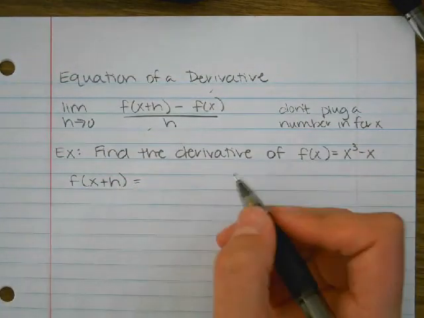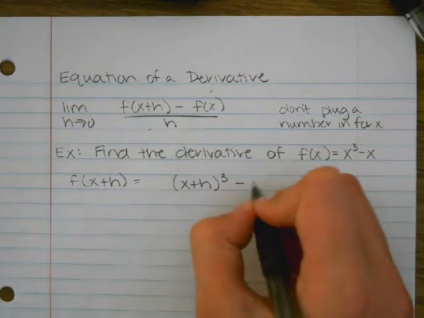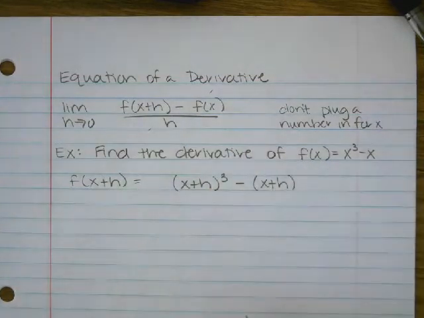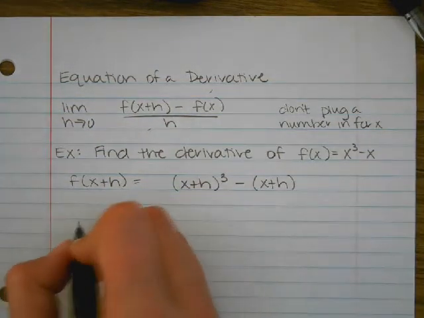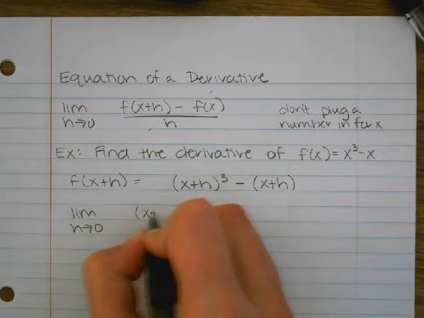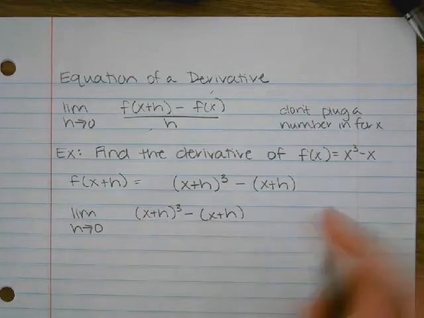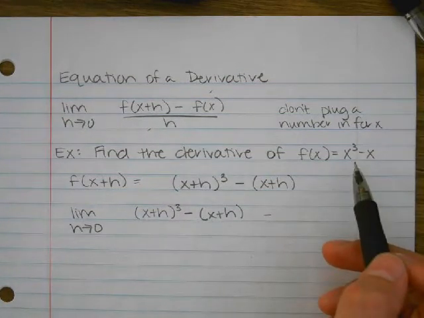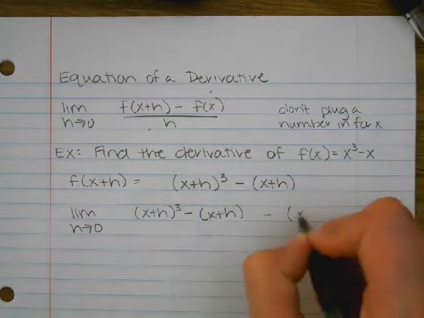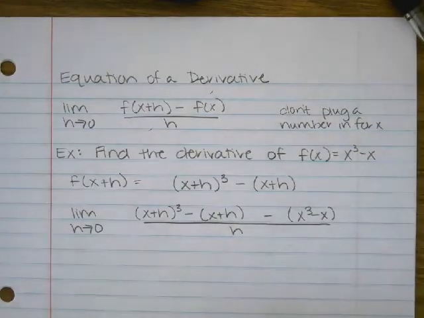So f of x plus h would end up being (x plus h) to the third minus (x plus h). That is what f of x plus h would end up being. So I'm going to say the limit as h approaches 0 of (x plus h) to the third minus (x plus h). So there's our f of x plus h minus our f of x, which in this case happens to be x to the third minus x, all divided by h. And this just requires a lot of expanding. That's all that we have to do for this.